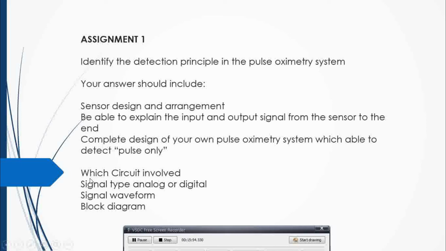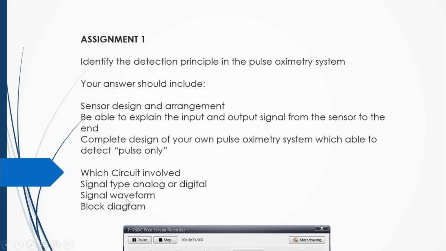If you say a voltage converter, which type of voltage converter can we use in the pulse oximetry? That's one hint I give you. Signal type, analog or digital, I told you already. So you have to find out whether the signal is in the form of analog or digital. If it is coming out from an LDR, the signal is in what form? Analog or digital? Obviously it's analog, right? So that's one hint again.